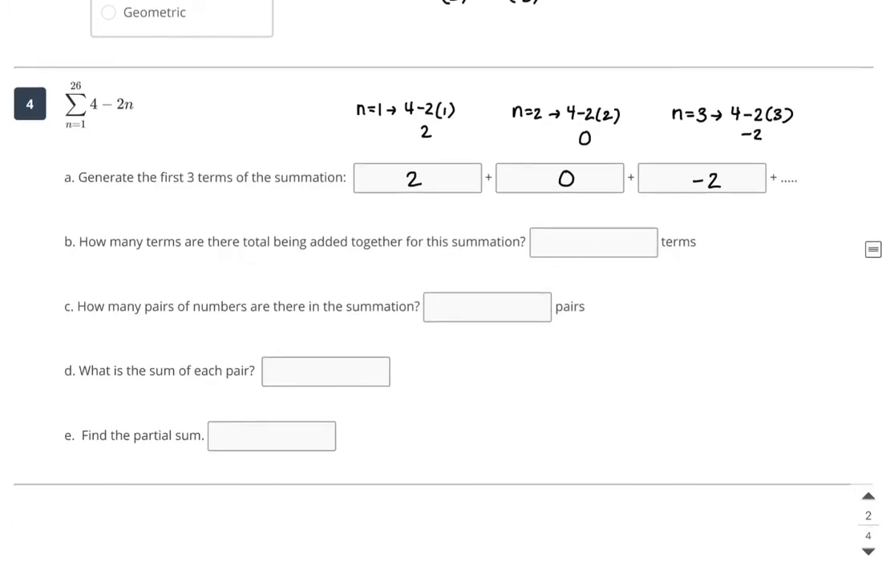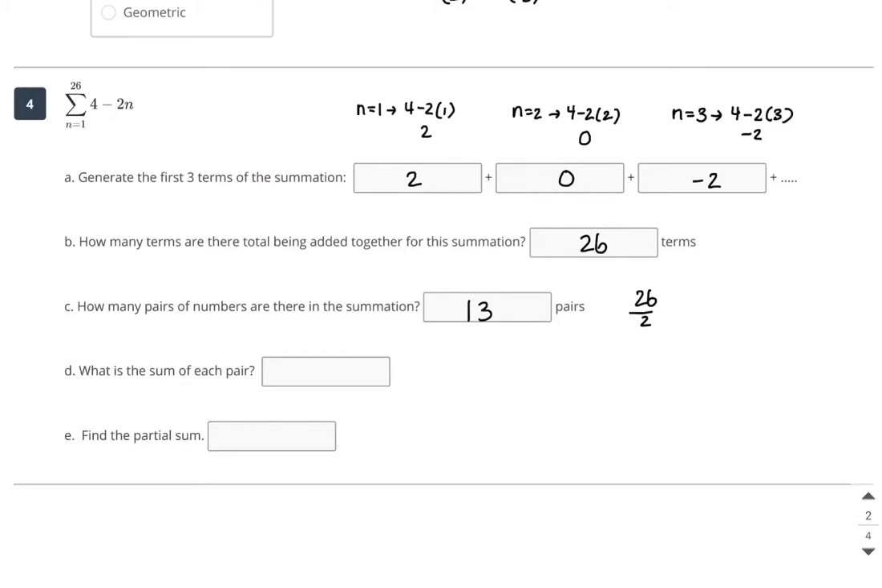For B, how many terms are there total being added together for the summation? I'm going from 1 to 26. That's 26 terms. How many pairs of numbers are there in the summation? Well, I take 26 and I divide by 2. I have 26 total terms. To find how many pairs, I pair them up by dividing by 2. That gives me 13 pairs.